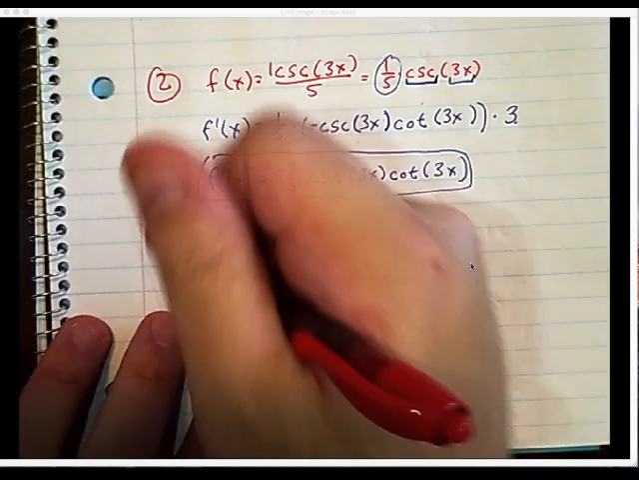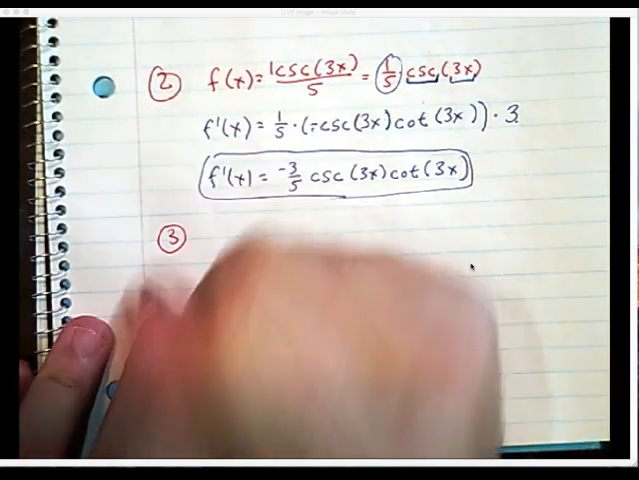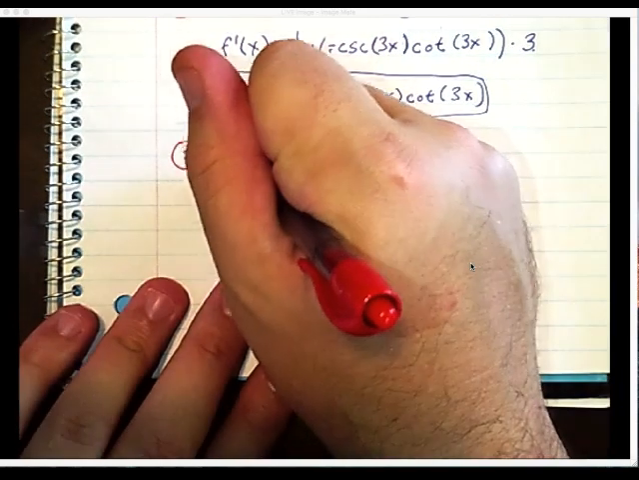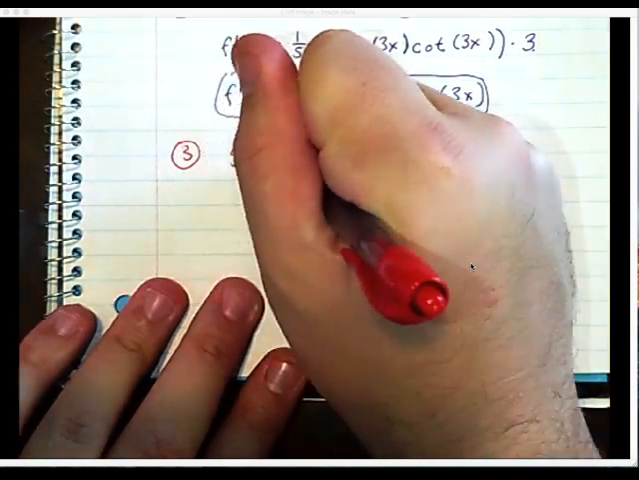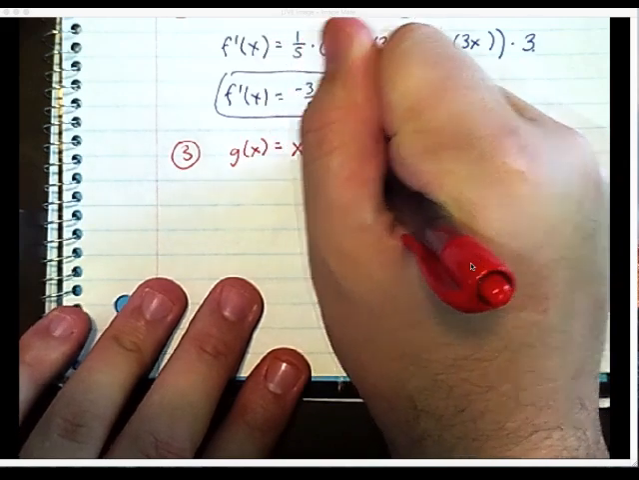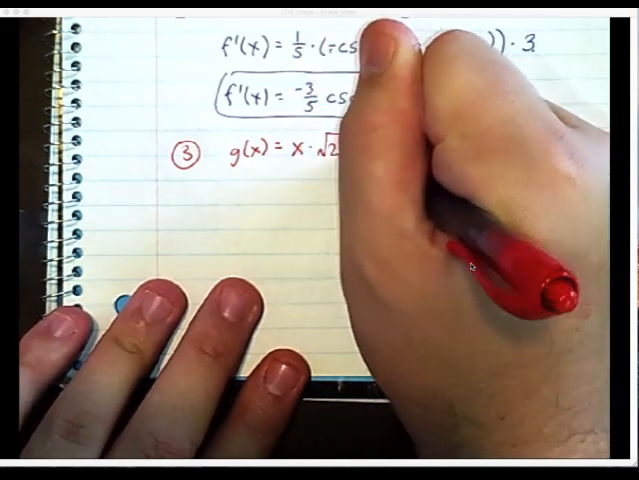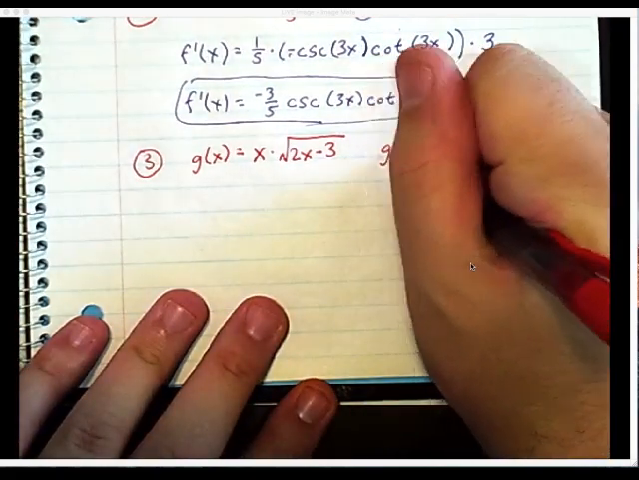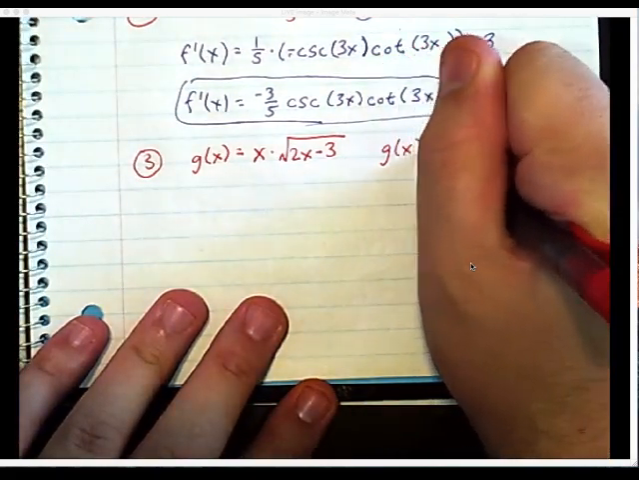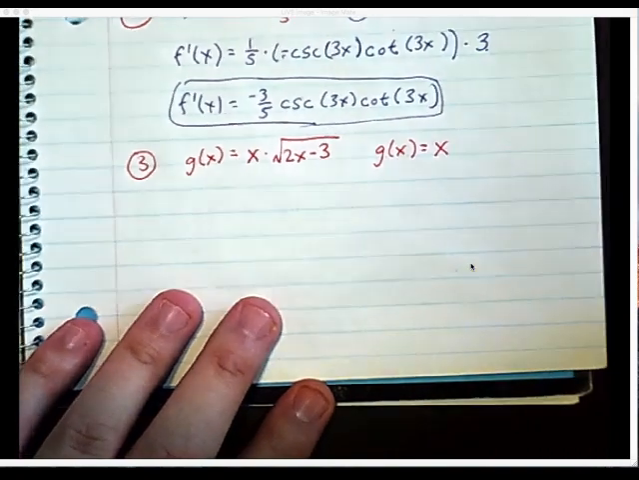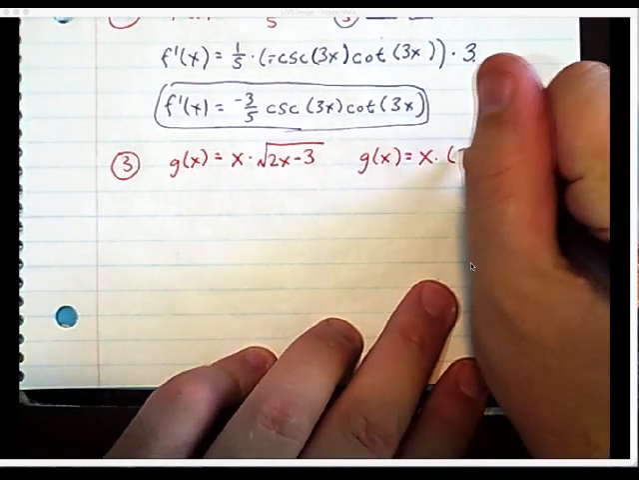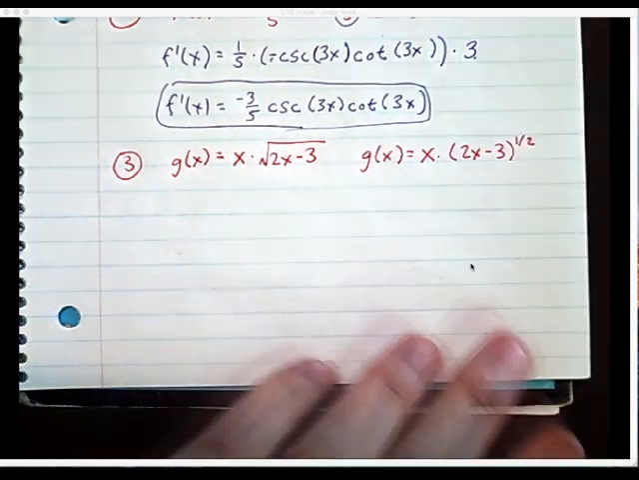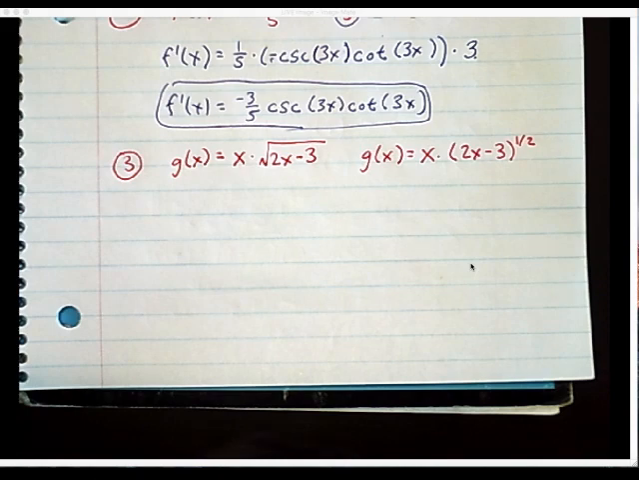Okay, let's look at the next one. Next one's a little bit harder. So in this one, g of x equals x times the square root of 2x minus 3. Now let's write this a different way, so taking a derivative would be easier. Okay, so this means x times 2x minus 3 raised to the 1/2 power. If something's underneath the square root, it's getting raised to the 1/2 power.